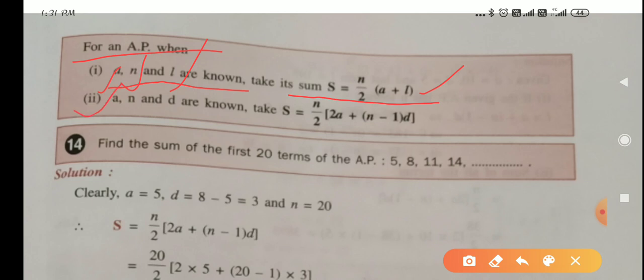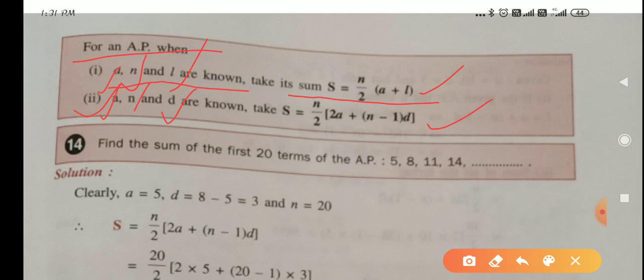The second formula is for when A, N and D are known. A means first term, N means number of terms, for how many terms you are going to find the sum, and D means common difference. If you have these three things, then you can apply the formula S equals N by 2 into 2A plus N minus 1 into D. So by applying these two formulae, you can find the sum of the required number of terms.